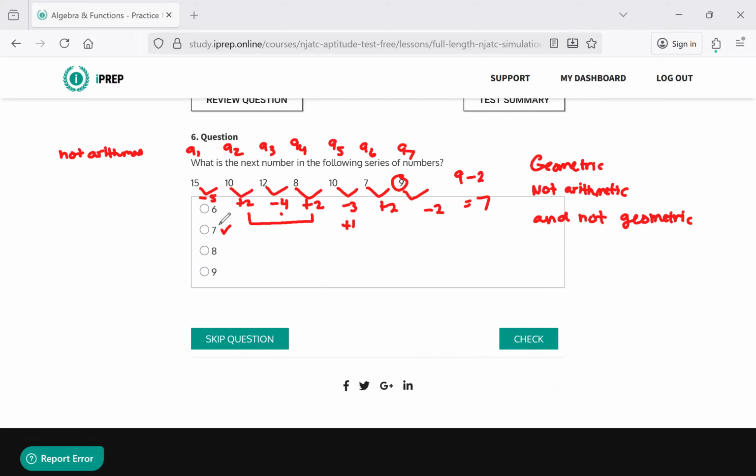So yeah, that can be tricky, especially when you're doing time tests. But yeah, that's how I would do it. Look at the pattern and go from there.